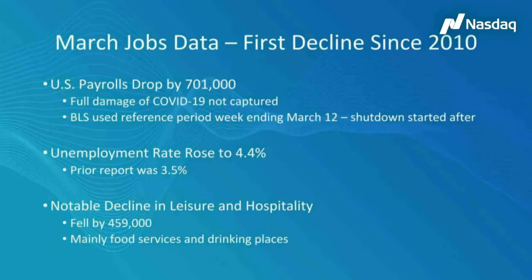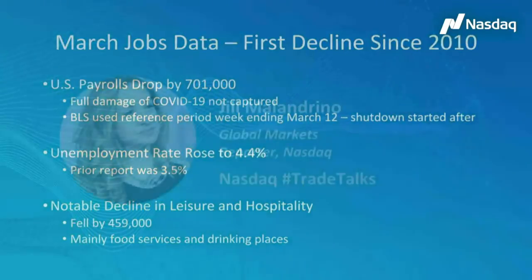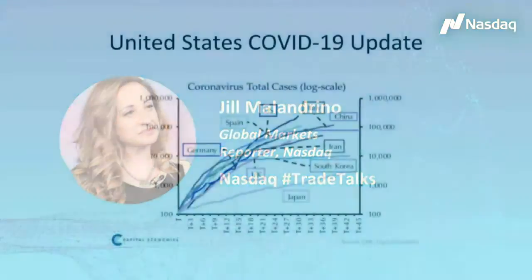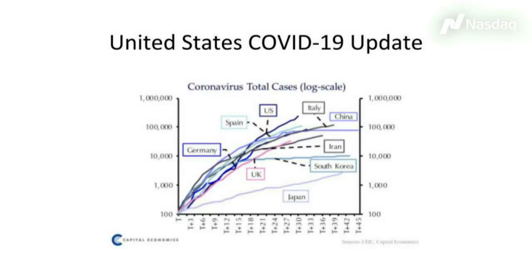Pretty quickly, actually. All right, let's move along to our second set of slides here. United States, a COVID-19 update. Curve's not looking too good here. No, we're winning at something. Unfortunately, it's not what we wanted to win at.